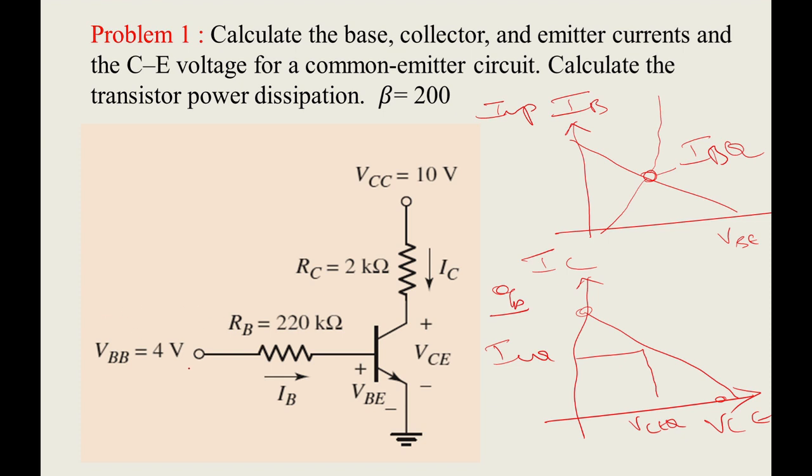Okay, so here basically I want to find IBQ and maximum base current, maximum VB voltage, and maximum IC current, maximum VC voltage, and quiescent values of IC and VCQ. So only you have to be very familiar with applying the KVL.